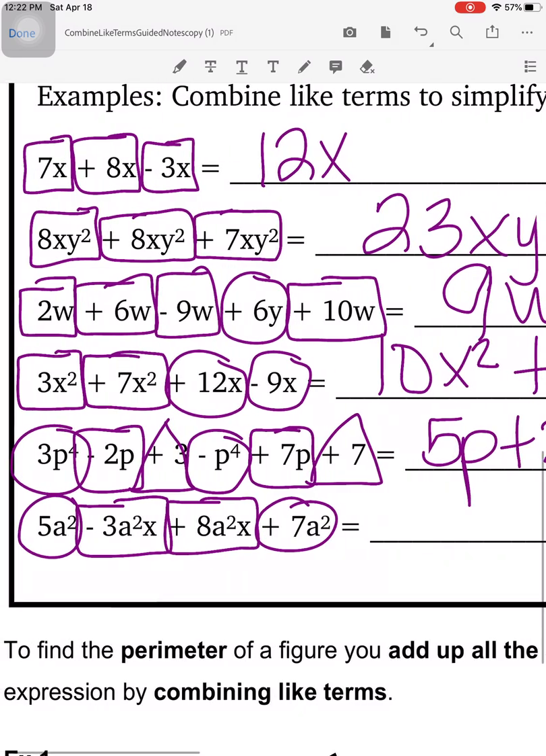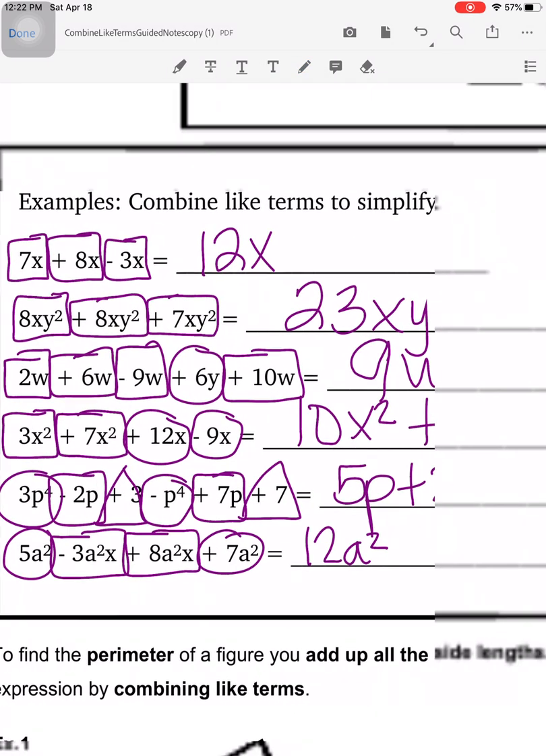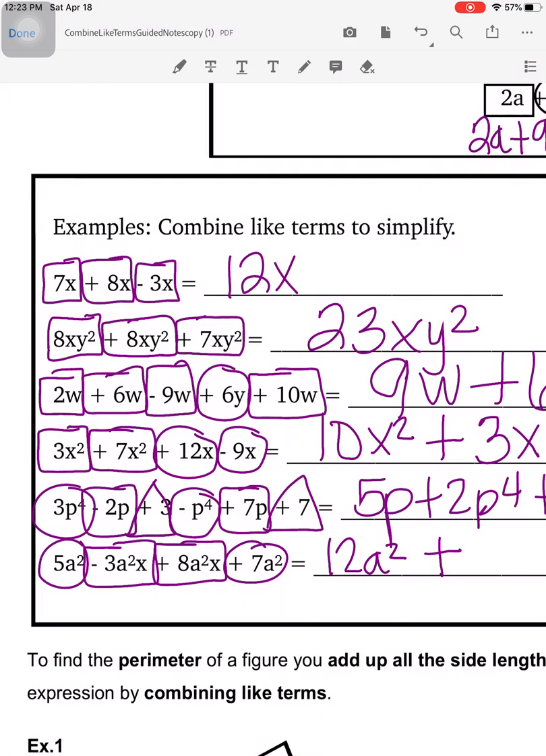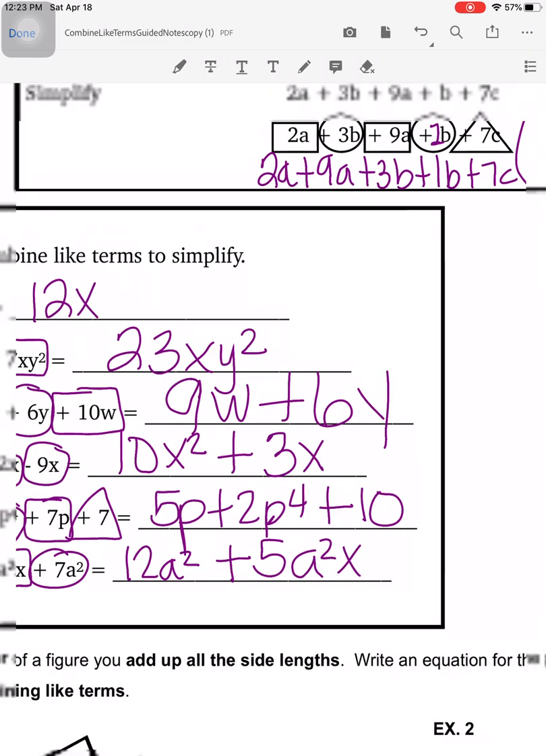Okay. So then we combine a squared, 5a squared plus 7a squared gives us 12a squared. And that's going to be plus, we have negative 3a squared x plus 8a squared x, which gives us a positive 5a squared x. Okay, remember, same variable raised to the same power.